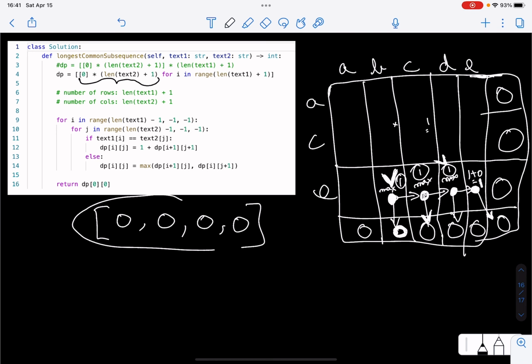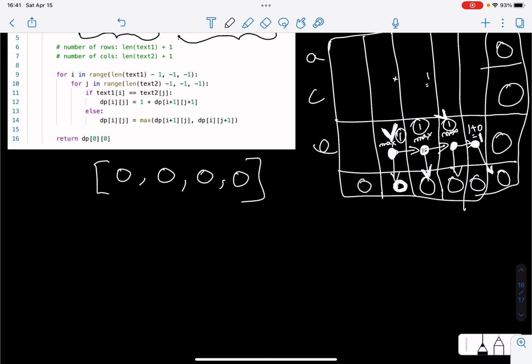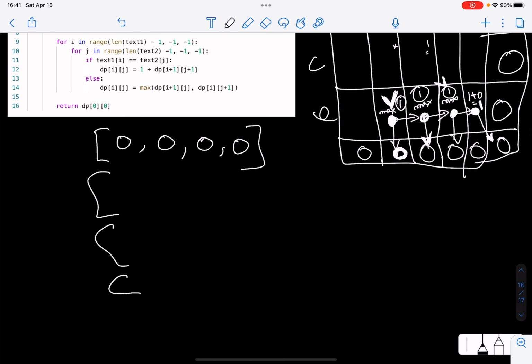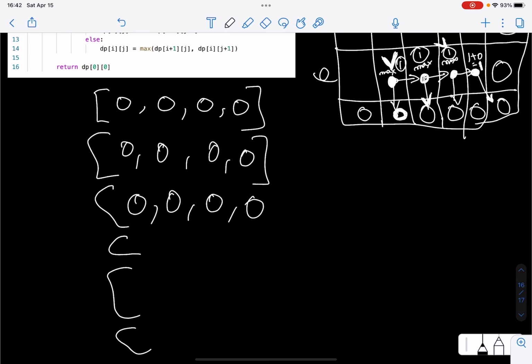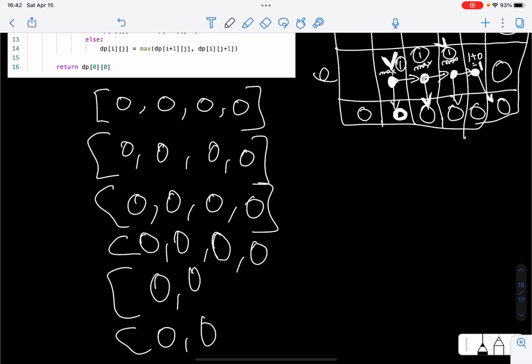So we generate this first, and we want to repeat it for the length of text1 plus 1 number of times. So we want to repeat it 6 times. So we have 1, 2, 3, 4, 5, 6. So we have something like this. So we repeat it for a total of 6 times, and this is essentially the 2D matrix that we had.